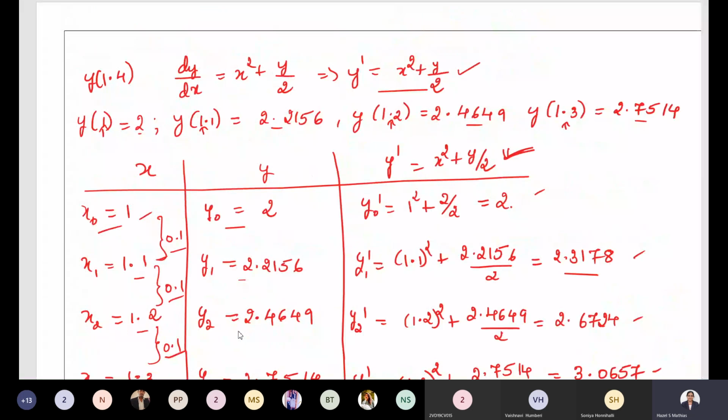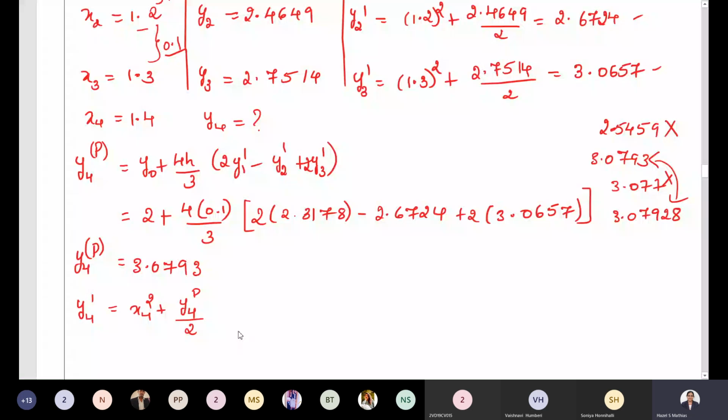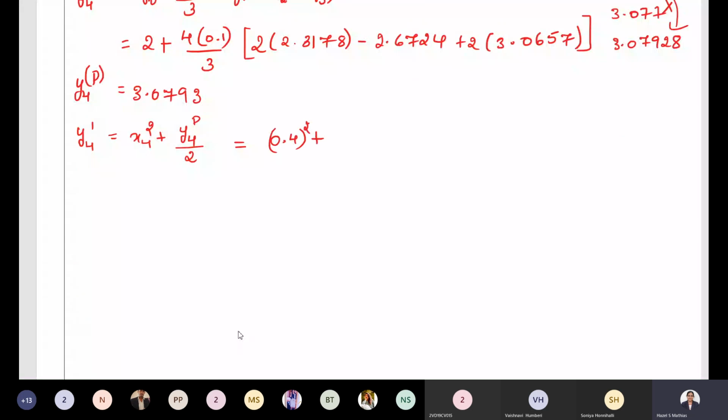So what will be y4 dash? x4 square plus y4 power p divided by 2. So x4 is 0.4, 0.4 whole square. y4 power p we calculated, that is 3.0793 divided by 2. So what is y4 dash? Calculate this. 3.4996. 3.49965, ma'am. Okay.